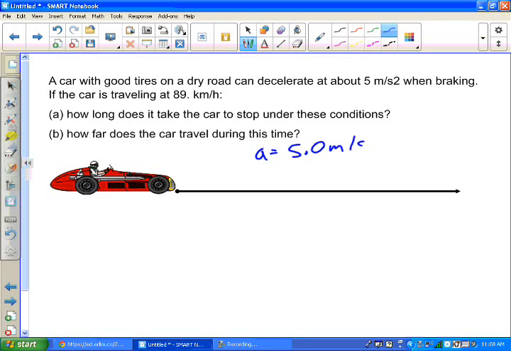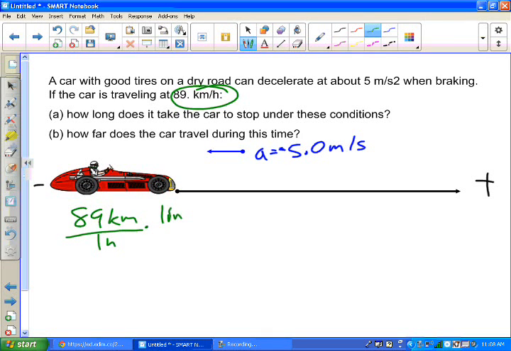So let's start listing some things. I drew a picture. My car's traveling one way. I'm told that the car decelerates at 5 meters per second squared. So if my car is traveling towards the right, and that's the positive direction, deceleration implies that my acceleration is in the opposite direction. And so my acceleration is actually negative 5.0 meters per second squared, which implies a magnitude of 5 meters per second squared in the negative direction.